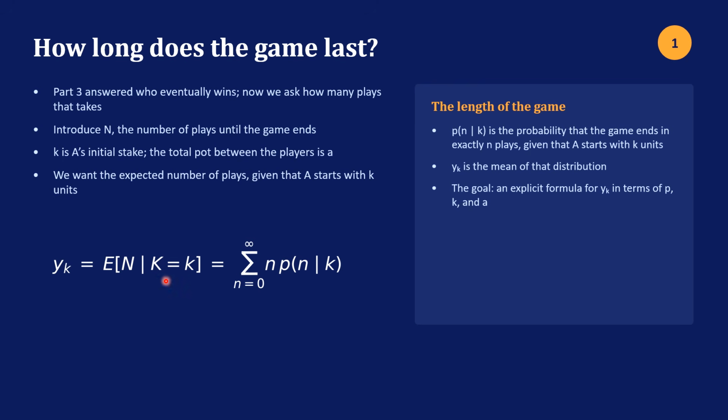K is the number of units that A starts with, and we want to know the number of plays until either A or B is ruined and the other player wins the entire pot. And so that's n. This is the definition of conditional expectation for a discrete probability distribution. So it's just n times the probability, given k, that it takes n plays to finish the game.